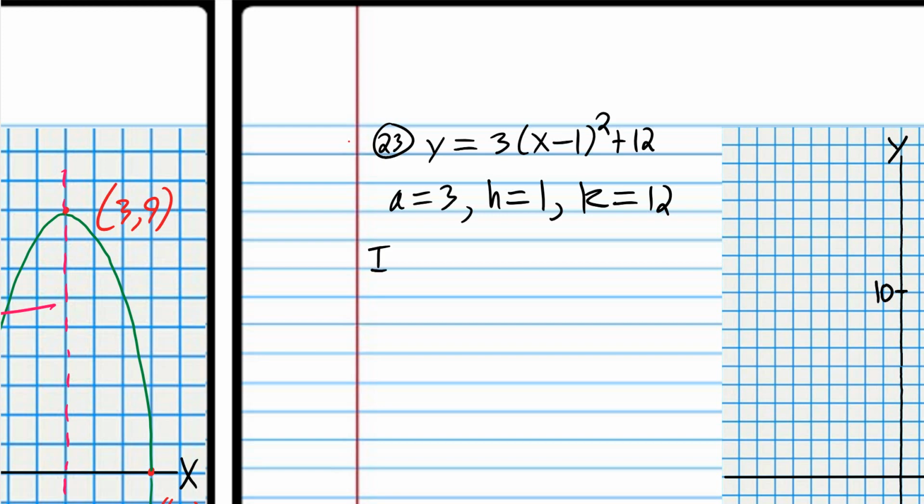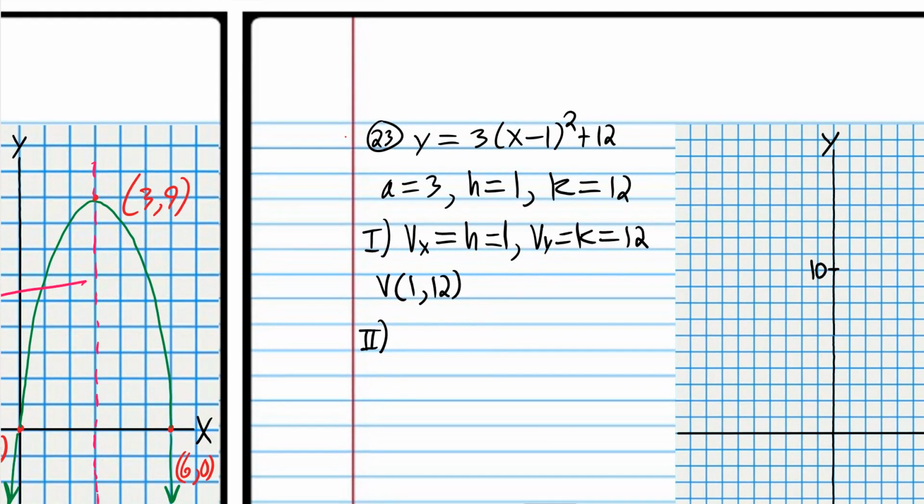And first step, as usual, is to find the x value of the vertex, which is h, which is 1. And the y value of the vertex is k, which is 12. So we know that the vertex is (1, 12).